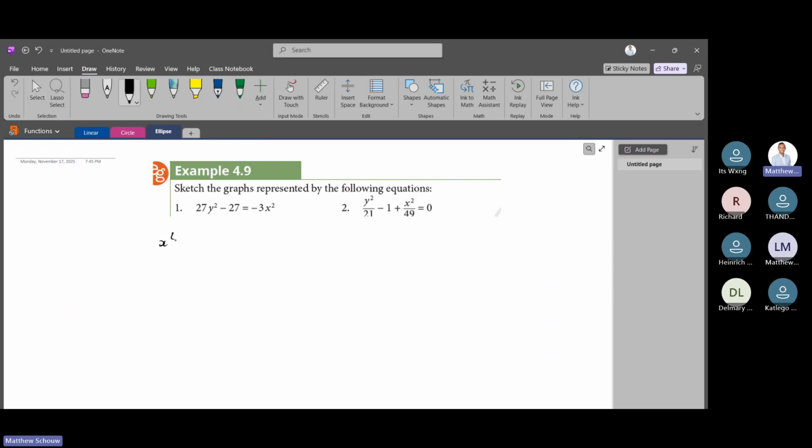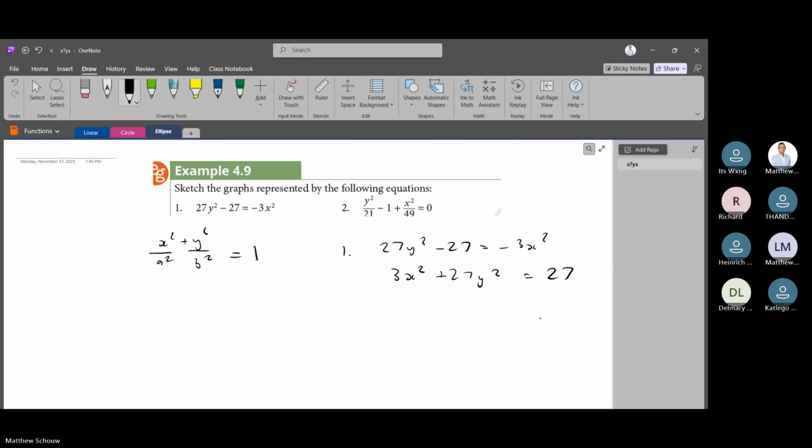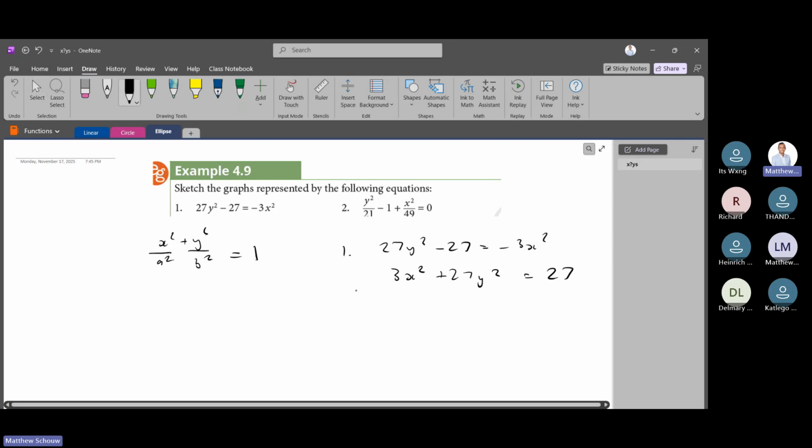So it's x squared over a squared plus y squared over b squared equals 1. So let's quickly see how we get it. The first step is you want to get this into general form. Let's do the first one, number 1. You have 27y squared minus 27 equals minus 3x squared. So you bring it to general form, carrying the 3x squared over to the other side. You probably want to divide by 27 on either side, I think. It'll be a smart move to do.